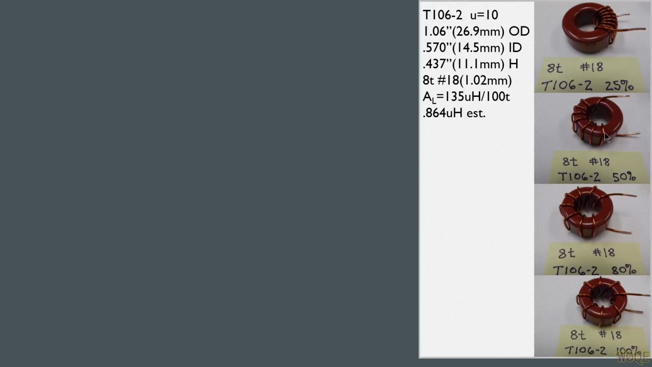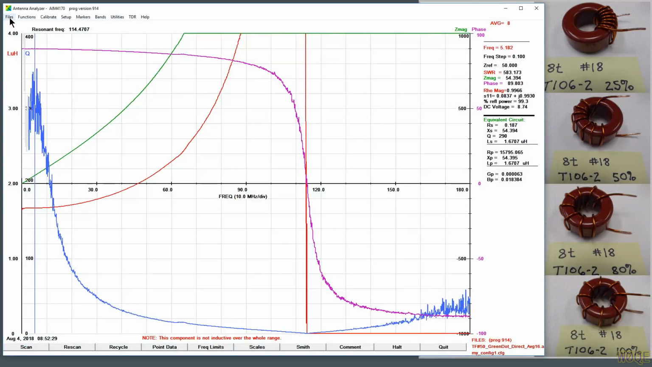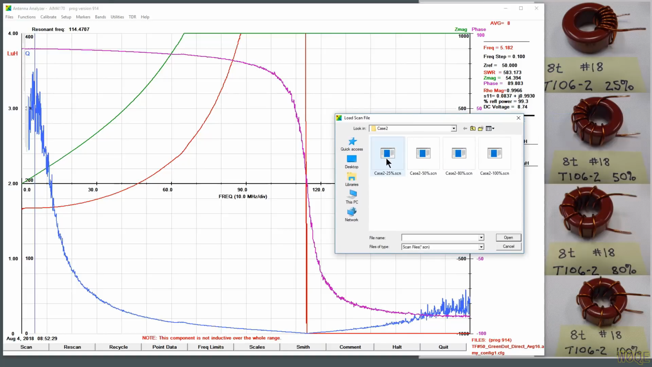Then I squeezed the turns together to get 50%. I squeezed them together till they were just about touching on the inside here and used 25% of the core. And here I spread them out to use 100% of the core. And the goal being to look at the differences in the performance of the core for those 4 configurations. I captured the data on the 4170, and to keep from having to wait for it to scan each time, I did this in advance.